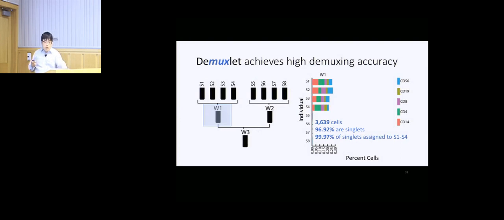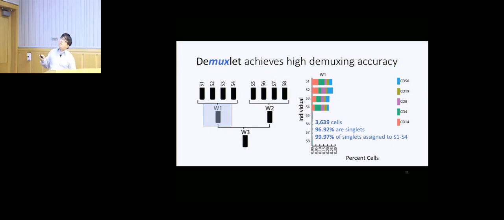We wanted to evaluate how well this method does in terms of accurately demultiplexing each cell. In the first well, we loaded about 4,000 cells, assuming that this could be deconvoluted very well. We assigned each of the droplets into either confident singlets, confident doublets, or ambiguous cases. Among the confident ones, 97% are confident singlets.